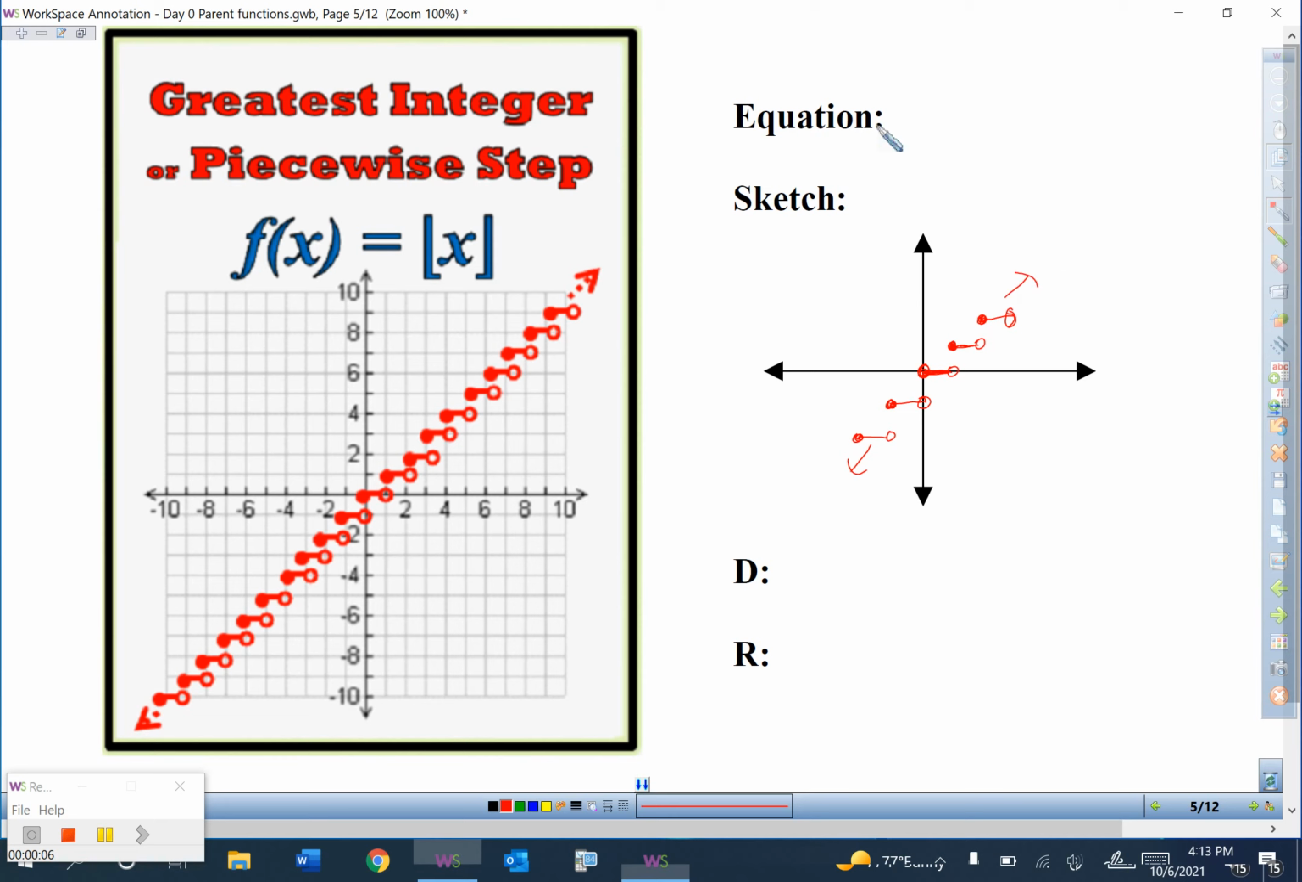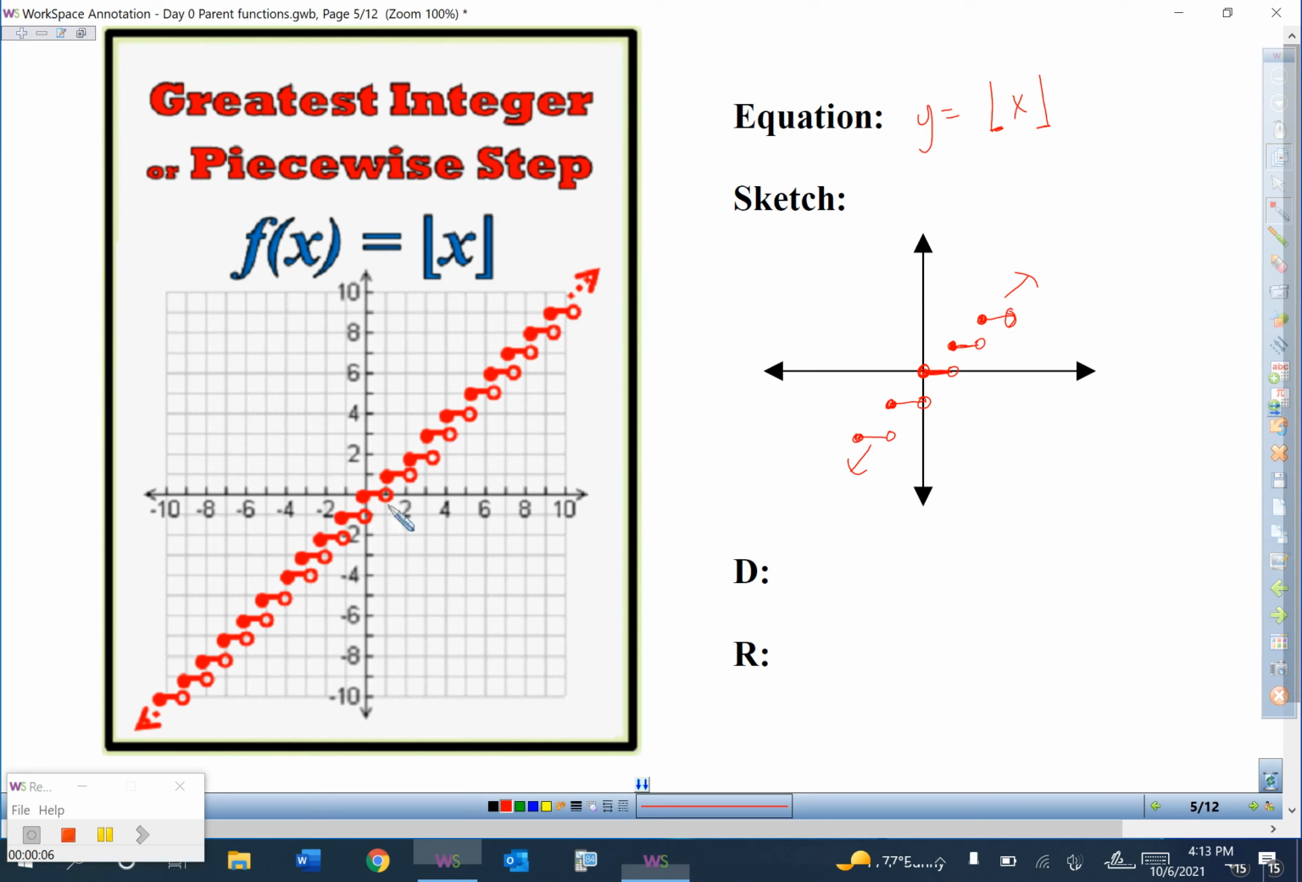The parent function is y equals, kind of looks like an absolute value, but there are these little feet at the bottom of it. This means to round down the number. So we have this staircase happening because we're taking all of these x values that fall between 0 and 1, and we're rounding them down to 0. That goes with the y value.